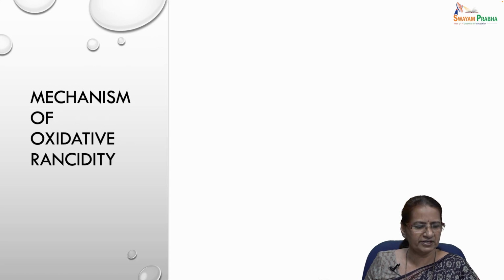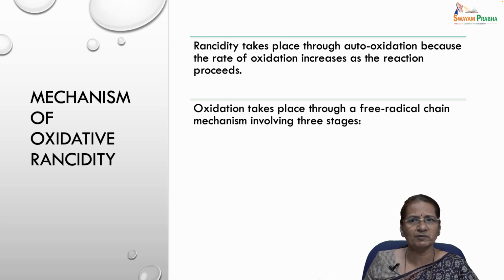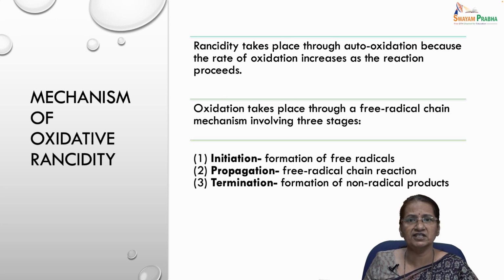Now, mechanism of oxidative rancidity. Rancidity takes place through auto-oxidation because the rate of oxidation increases as the reaction proceeds. Oxidation takes place through a free radical chain mechanism involving three stages. First is initiation. Here, the formation of free radicals takes place. Second is propagation. This free radical chain reaction is there. Third, termination, that is formation of non-radical products.